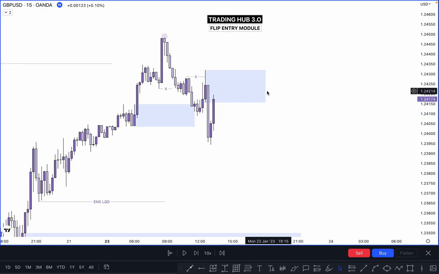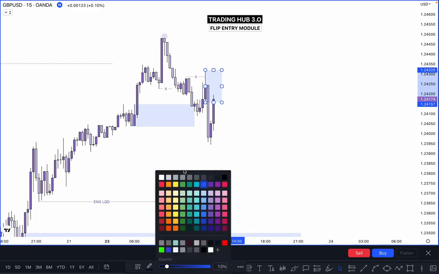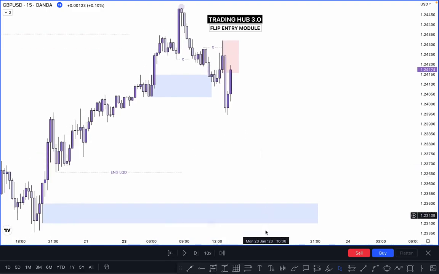So finally the market mitigates this order block. If you are willing to sell here in a higher time frame, as per your 15-minute time frame, then definitely you can sell here like this.